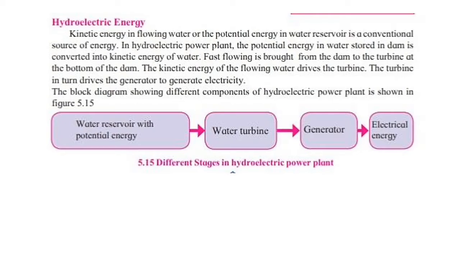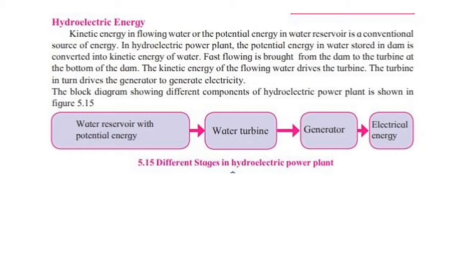Kinetic energy in the flowing water or potential energy in the water reservoir is a conventional source of energy. In hydroelectric plants, the potential energy in water stored in the dam is converted into kinetic energy of water. Fast flowing water is brought from the dam to the turbines at the bottom of the dam. The kinetic energy of the flowing water drives the turbines. The turbine in turn drives the generator to generate the electricity.